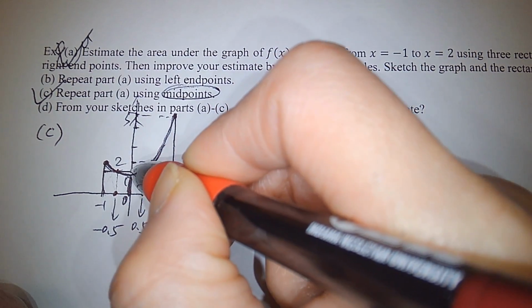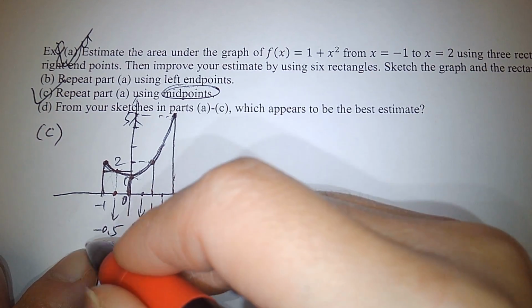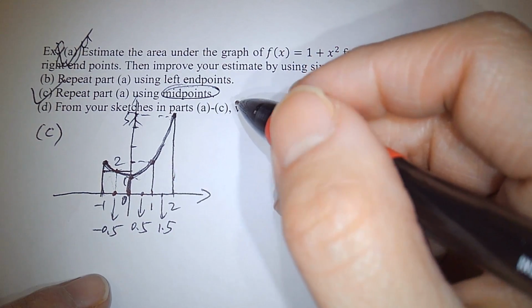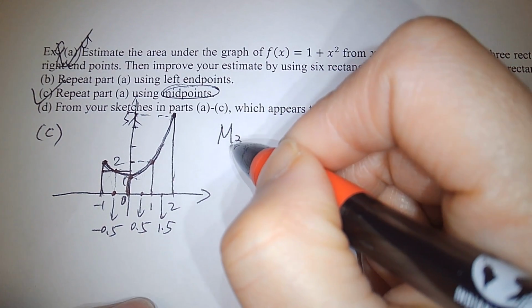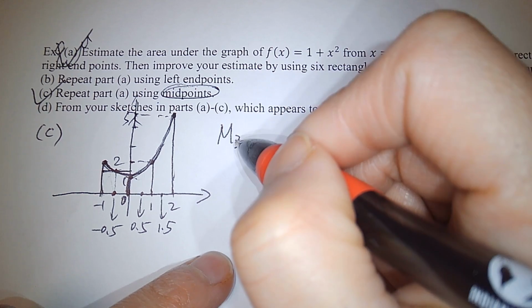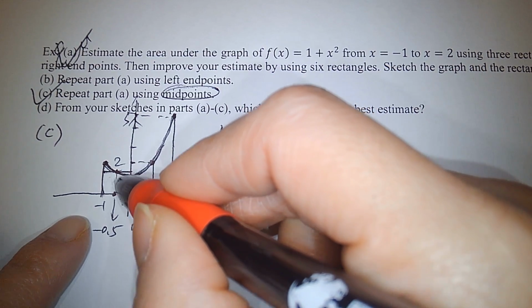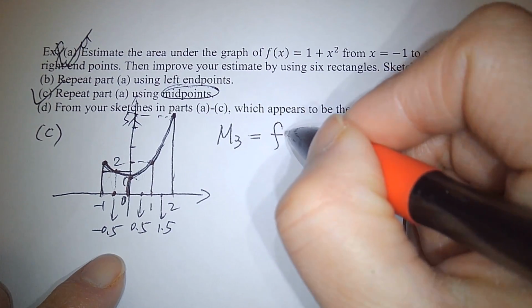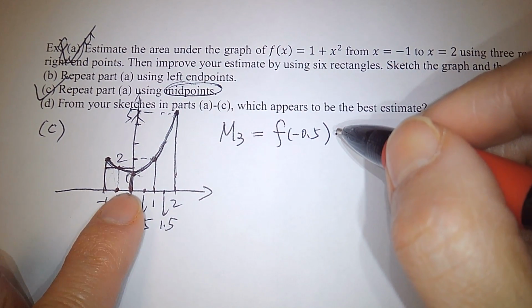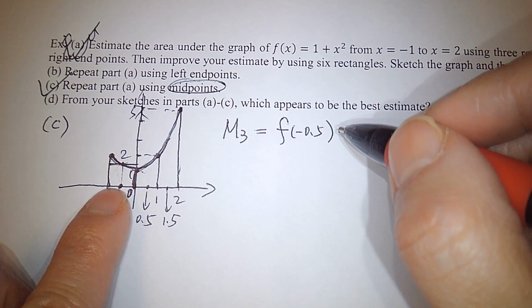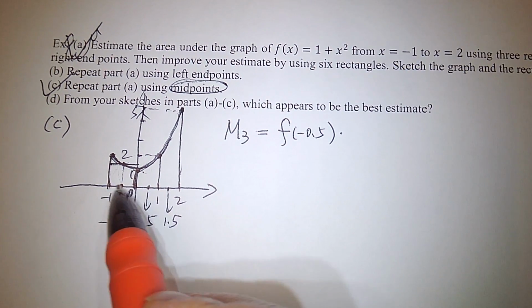of the rectangle should be what? F of what? F of -0.5, right? So I'm going to use M3, meaning midpoint, 3 rectangles, sorry. So the height for this left rectangle is what? What is height? F of -0.5 times, what is the delta x if we have 3 rectangles? What is delta x?